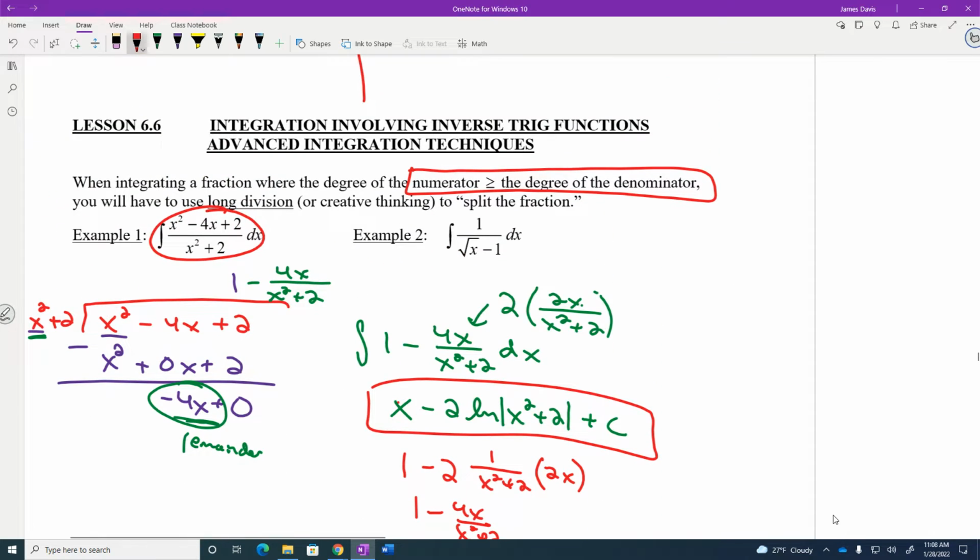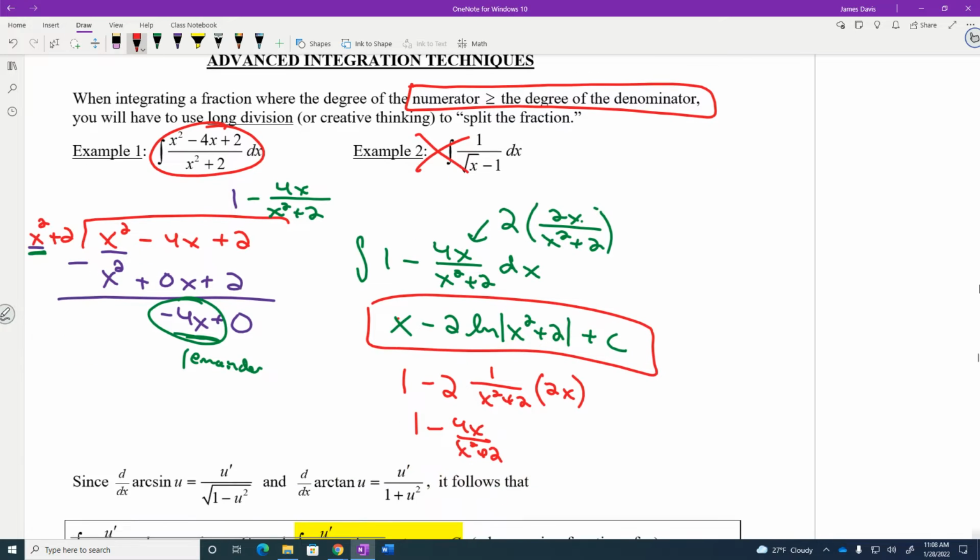We're actually not going to do example 2. It's, again, a little unnecessarily complicated, so we're going to not do that one right now. It would take a while, and I don't think it's really that practical. So we're going to skip that one.